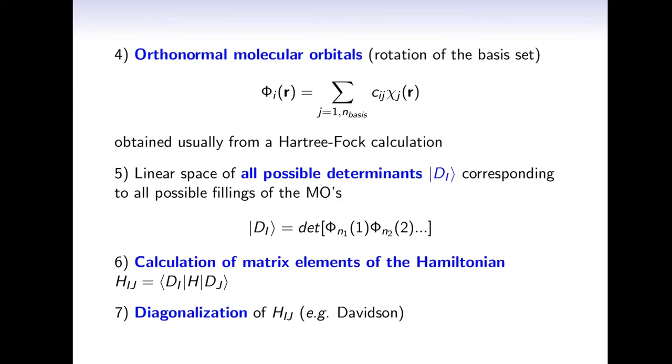So after that, we have to calculate the matrix elements of the Hamiltonian. And after that, we are going to diagonalize the Hamiltonian using any method, for example Davidson, or any sophisticated power method, in order to diagonalize these large matrices. So we are in fact essentially doing exactly this for the correlated solids, okay? With some small differences.